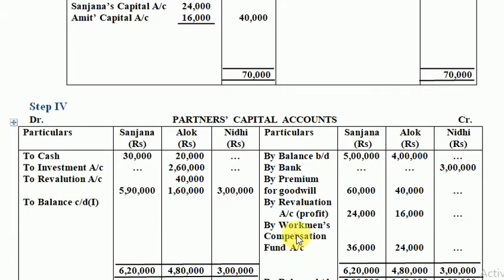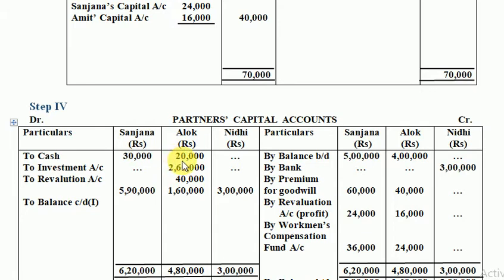Workmen's compensation fund appearing in the balance sheet on the liability side on the date of admission is distributed among old partners in the old profit sharing ratio, 36,000 and 24,000. Then on the debit side, since the partners withdrew the premium for goodwill, remember the entry, premium for goodwill account debit to Sanjana's capital, to Alok's capital, 30,000 Sanjana withdrew, 20,000 Alok withdrew.